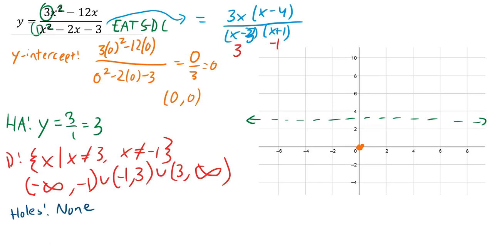Vertical asymptote. Vertical asymptotes are the things that didn't cancel, the excluded values that after canceling stuck around. I did all the canceling in the world, none. And 3 and negative 1 are still excluded values, so x equals 3, x equals negative 1 are my vertical asymptotes.